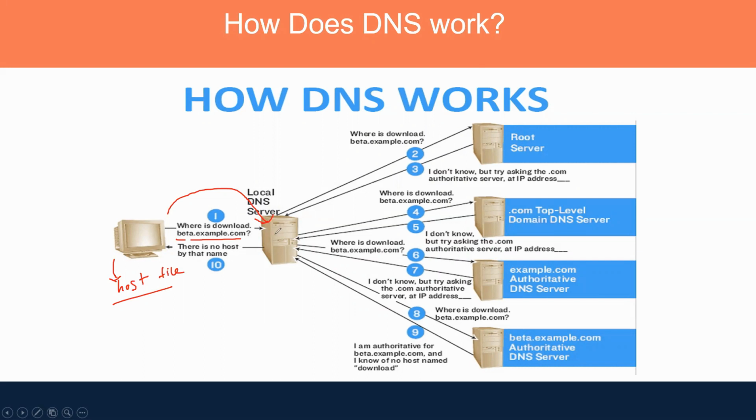If the local DNS server knows that, then fine, it is going to reply. But if it doesn't know, it would send that query to the root server, which is dot actually. This is dot. This is a root server. So the query would go to the root server, and it would ask, hey server, do you know what is beta.example.com? Then the root server is going to reply, I don't know, but I can try to ask .com.